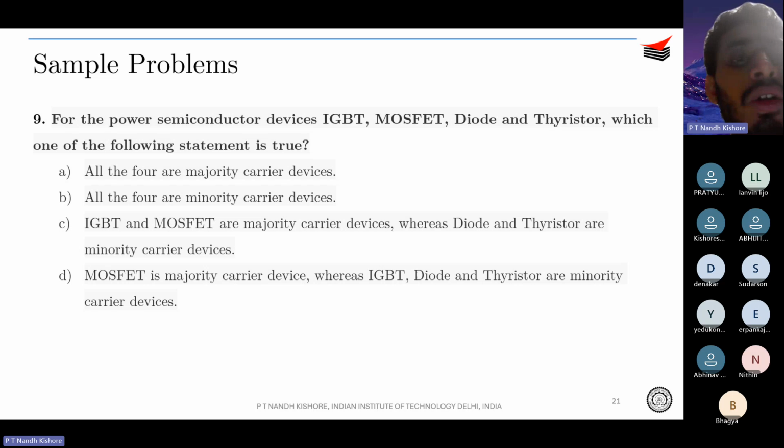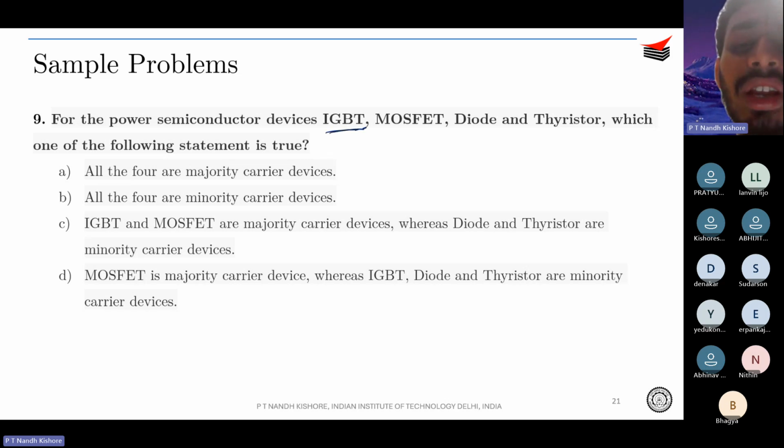For the power semiconductor devices IGBT, MOSFET, diode, and thyristor, which of the following statements is true? All the four are majority carriers. So there's a question on majority or minority carriers, and we'll just label them.